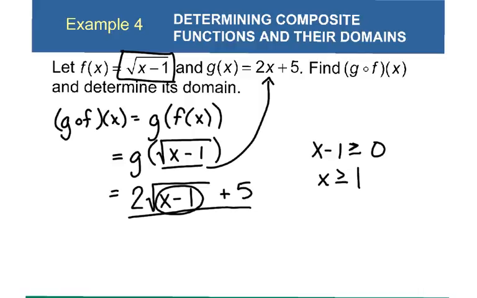So we get our domain for g of f is going to be, starts at 1 because of this greater than or equal to symbol. We need to put a bracket around it like that. And goes on to infinity. And there we have it, our domain.